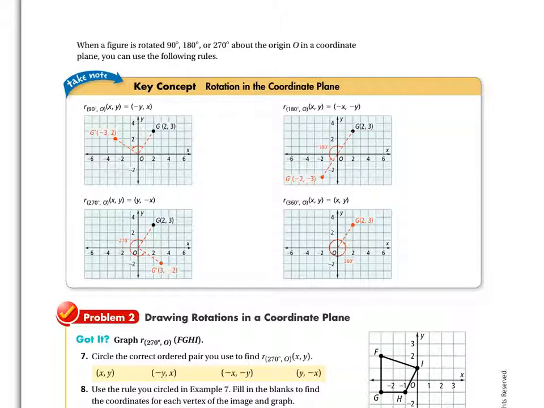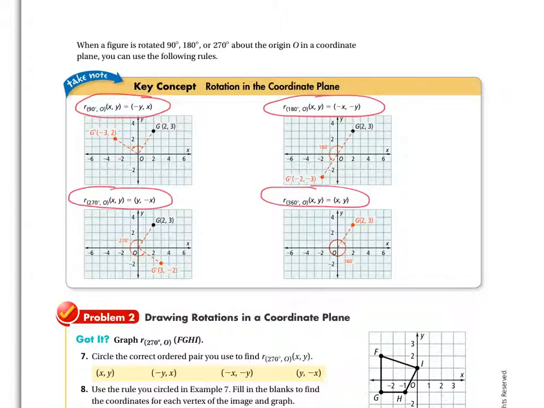All right, so today you're going to rotate in the coordinate plane rather than just on a blank piece of paper using a compass and your protractor. So you're going to use your algebra. You need to memorize these 4 rules. I will not give them to you.